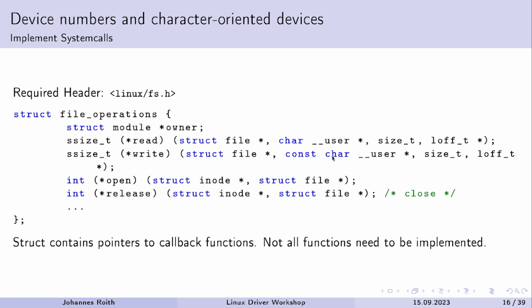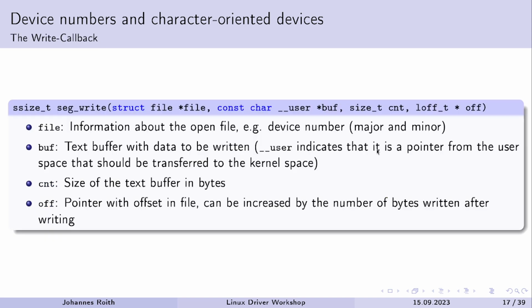And then we have the write callback. The arguments look the same. The only difference is that now our string buffer is a constant. This just means on a write we don't want to manipulate the user buffer, and this is why it's a const char array. Okay, so let's take a look at how such a write callback could look. This is the implementation I will use in my driver. The return value is size_t, the number of bytes which were written successfully. And then we have the pointer to our file, the user space buffer, the amount of bytes to copy, and the offset in the file.